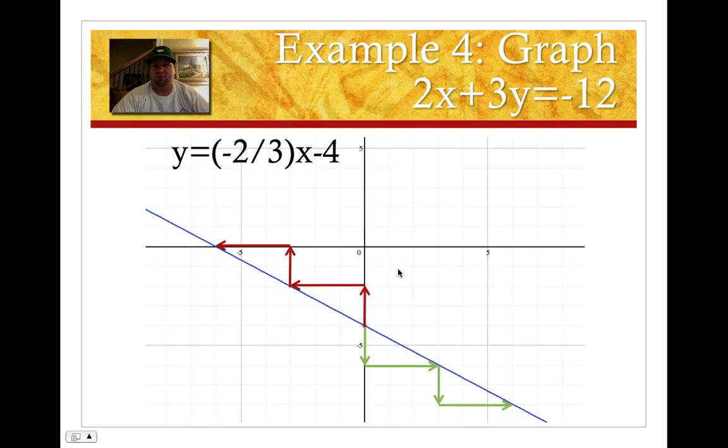So to sum it up, we have two methods. The t-chart method, where you plug in your inputs, get your outputs, and plot your points. And then we also have the slope-intercept form method, where you adapt the linear equation to y = mx + b, plot your y-intercept, and use your slope.